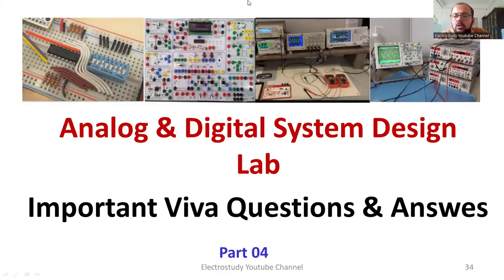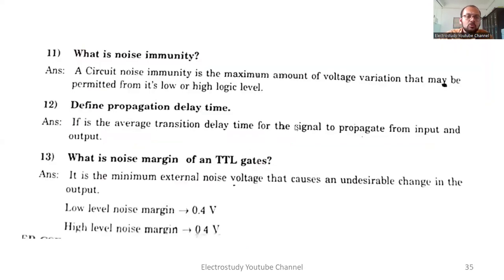I would like to welcome you all to the fourth part of the important Viva question discussion for the subject Analog and Digital System Laboratory. So moving on to the discussion. In the last session, we discussed the basics of gates and the TTL family. So let me continue the discussion.